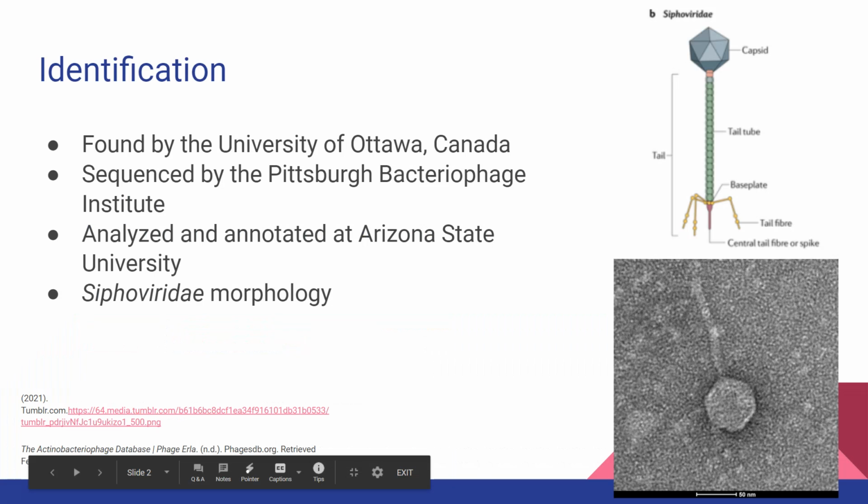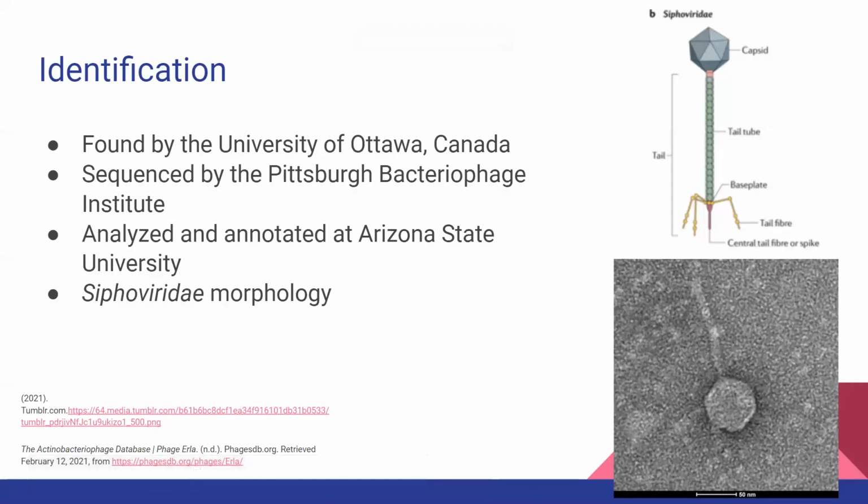So for the investigation of bacteriophage Erla, it was actually found at the University of Ottawa, Canada in a garden. And then it was sent to the Pittsburgh Bacteriophage Institute to be sequenced. And then that sequence was sent to us at Arizona State University, where we then annotated it and analyzed it.